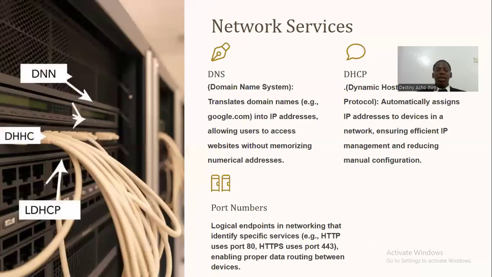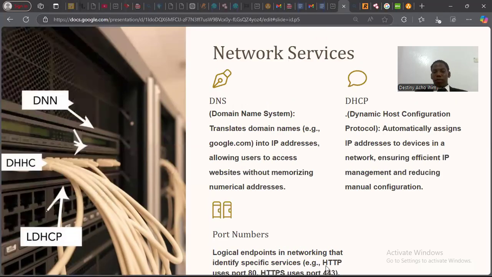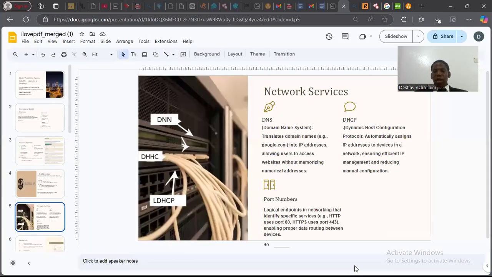Next thing we talk about is the network services. In the network services, we talked about the DNS, we talked about the DHCP, we talked about the port numbers. Now, the DNS stands for Domain Name System. It converts domain names into IP addresses, allowing easier access to websites. Without the DNS, users would have to remember complex numerical IP addresses. So let's take, for instance, we're going to use command prompts to be more practical with this, like we did in class.